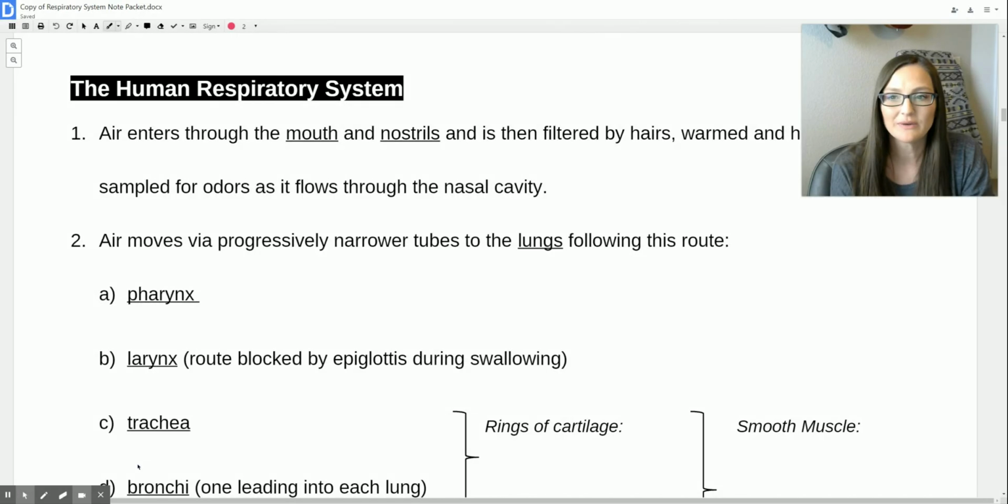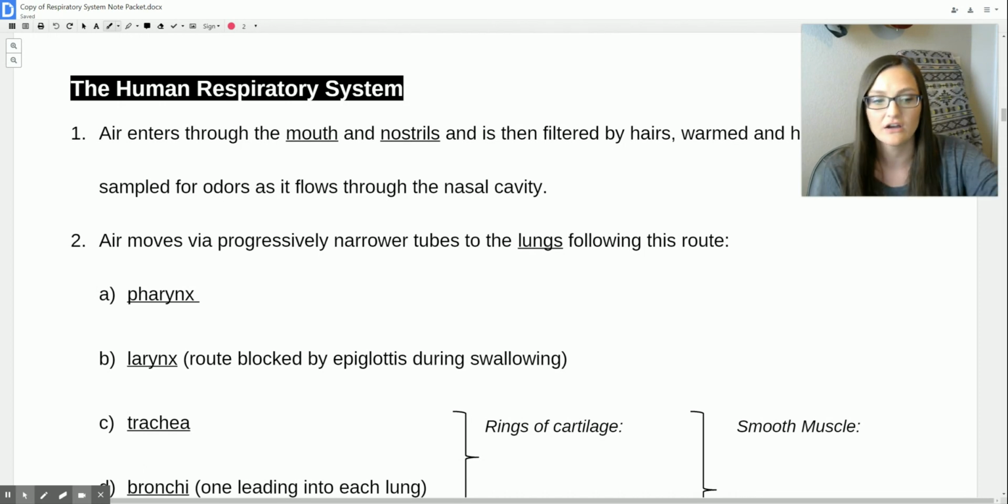I thought that we might fill out this packet together like we do in class. So, one of the first things you're going to see, it asks you to define the terms in front of you for the structures inside of the respiratory system. So, let's go ahead and get started.